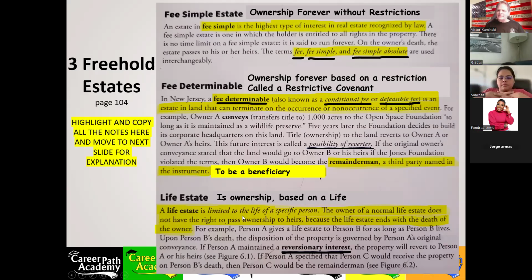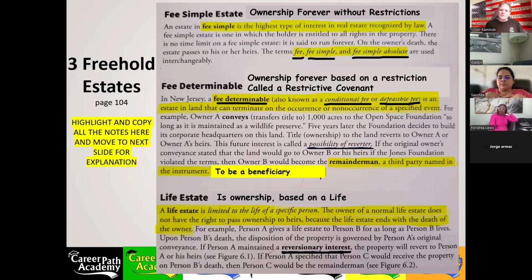So life estate is based on the person whose life the estate is measured against. We're just going to make it simple: right next to life estate, write ownership based on a life. And that life is usually based on the person's life it is given to. When they die, the estate reverts back to the previous owner or their heirs, or a remainder man if named. Right?